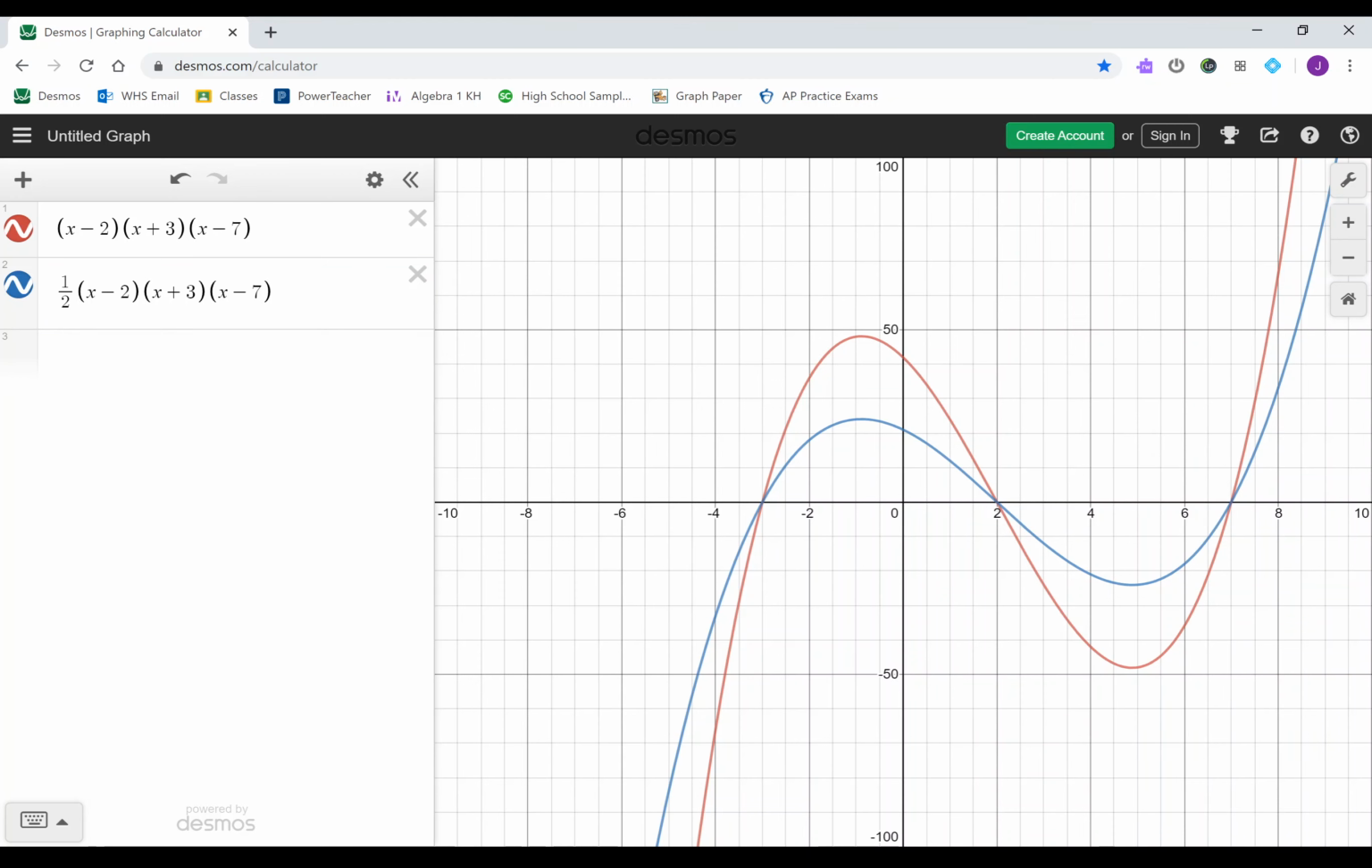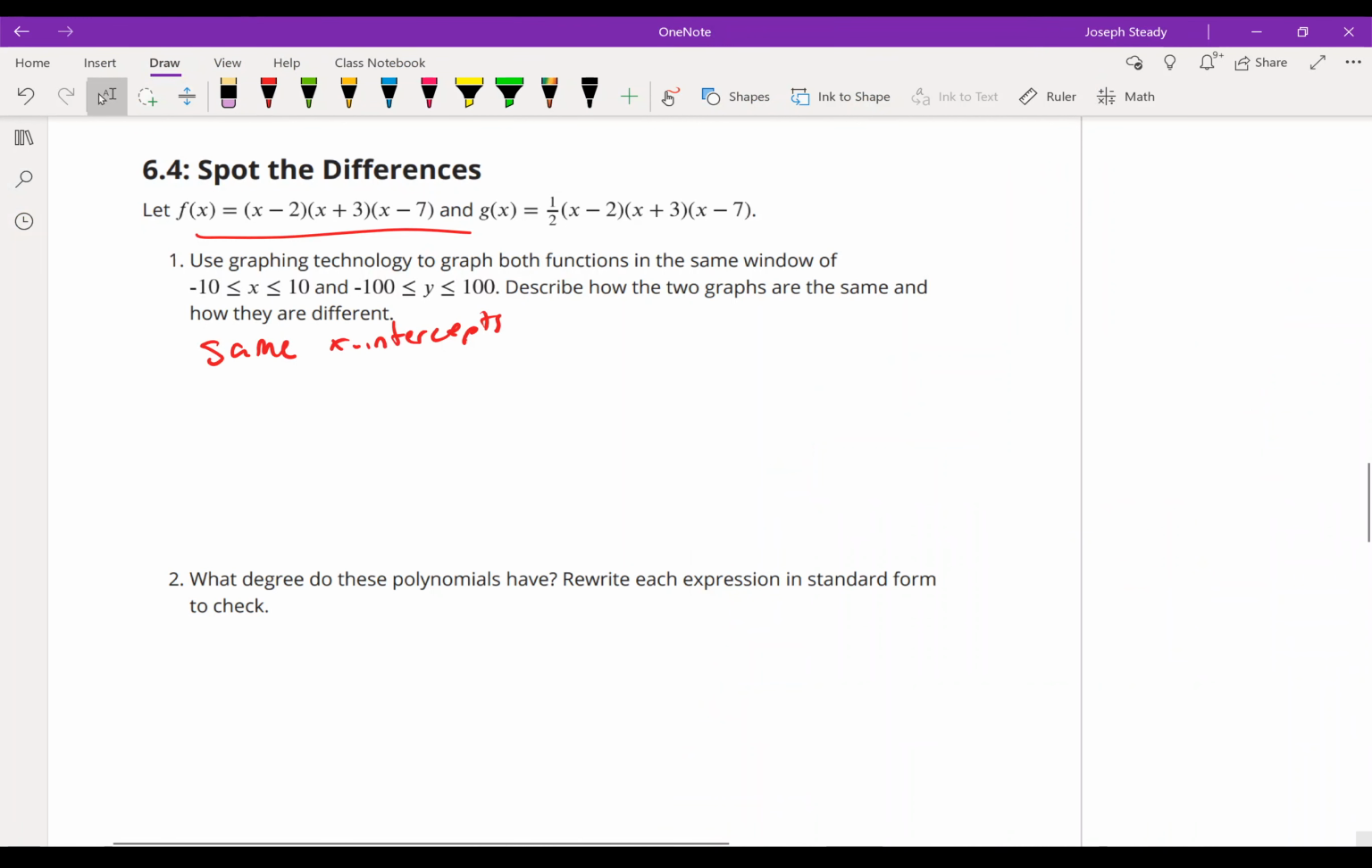So the blue graph, they have the same x-intercepts, but the blue graph is about half as tall. And actually, we don't even really have to say about. It's half as tall. We checked some points. It is half as tall everywhere.